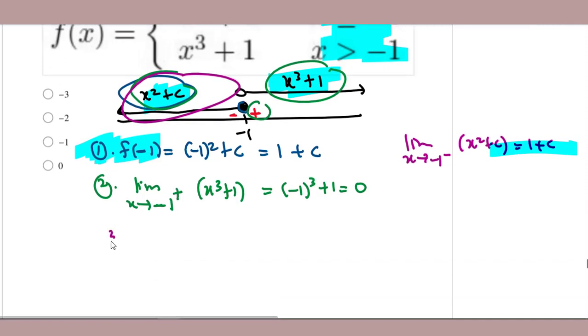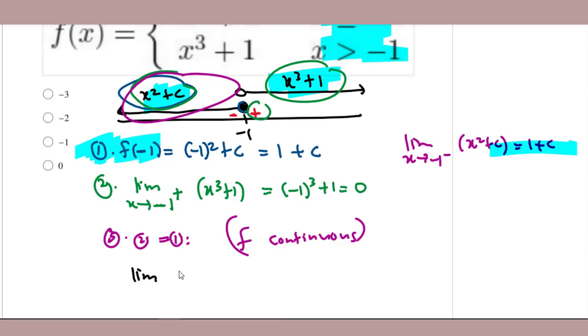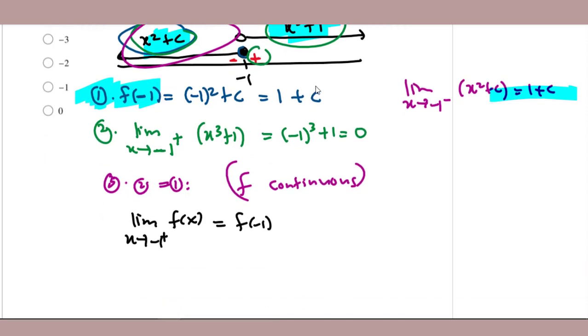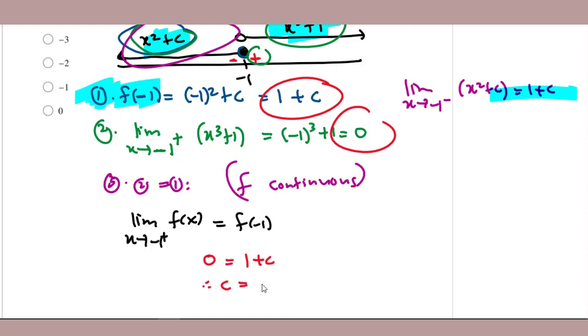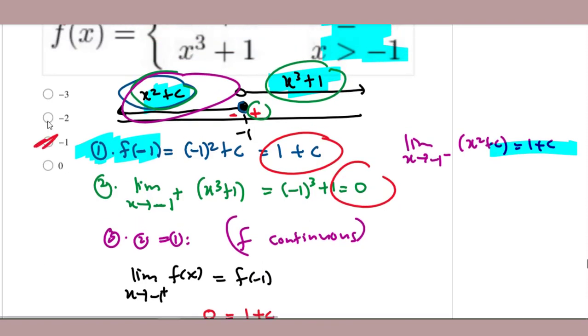Okay, number 2 equals number 1 when f is continuous. Okay, so limit f(x) as x approaches negative 1 from right is equal to f(-1). So this one is equal to this. So 1 plus c is equal to 0. Therefore, c is equal to negative 1. Okay, so the answer is negative 1.